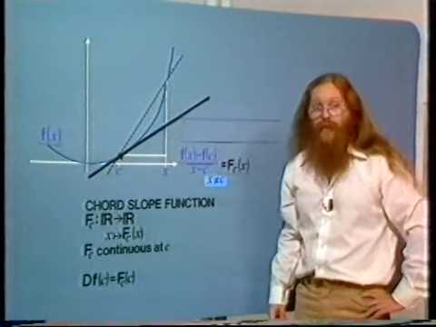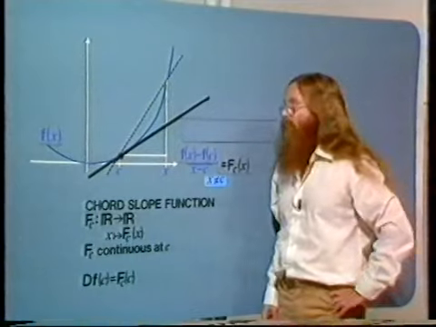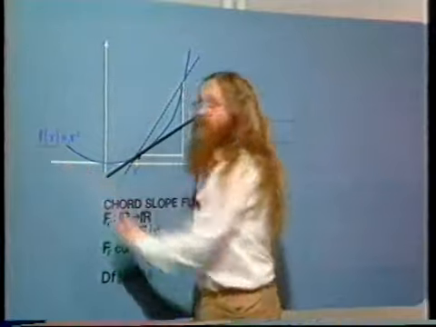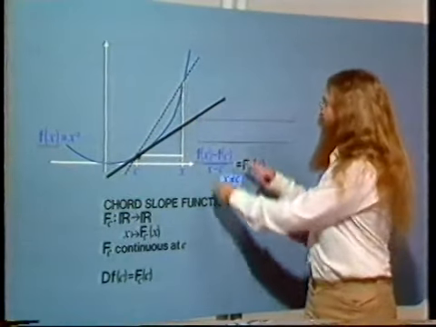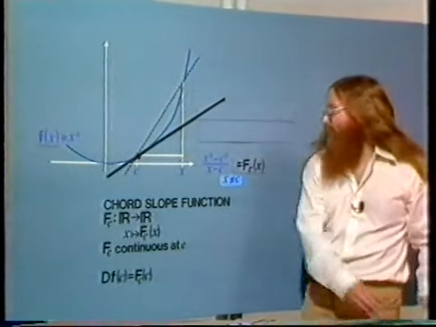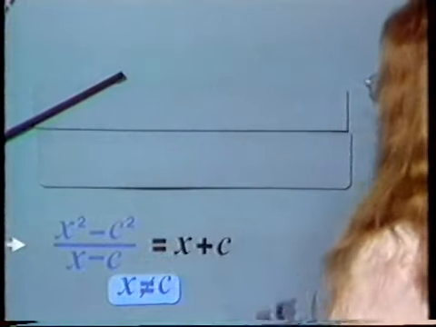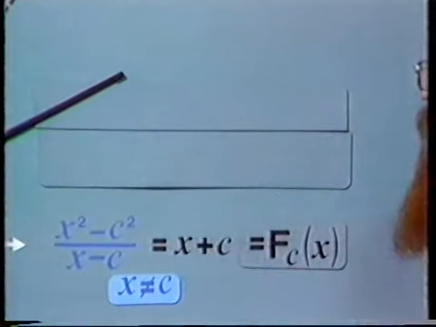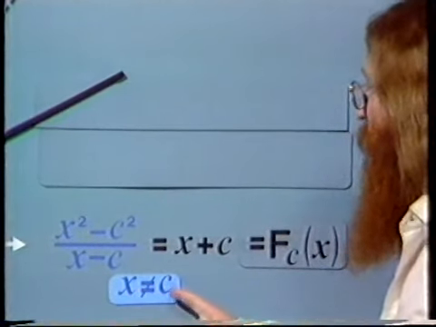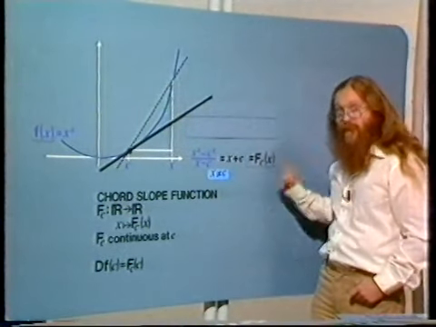Well, how do we get round that? What we'll do is we'll show you how we get round it for a particular example. The particular example we're going to look at is the function f of x equals x squared. Then this difference here just becomes x squared minus c squared. And we know how to divide this. We get x plus c. Only we still have a problem. This equation still only holds when x is not equal to c. So we still can't get a value of the chord-slope function when x equals c.